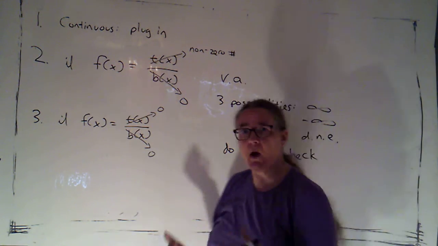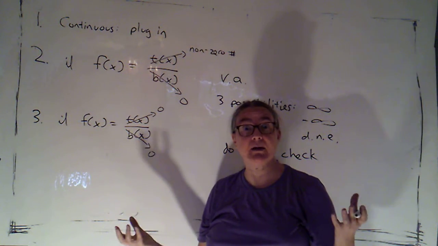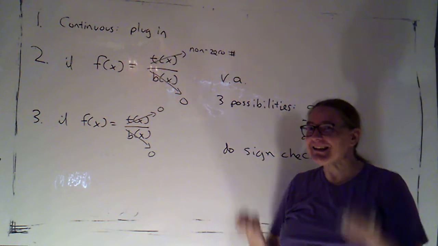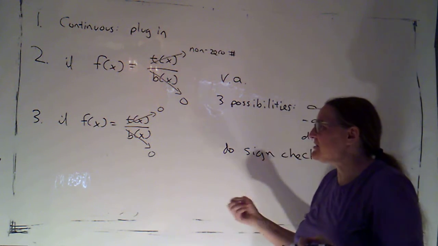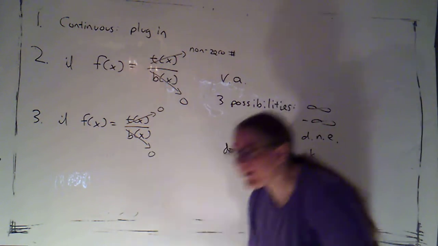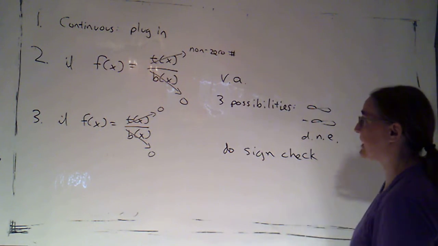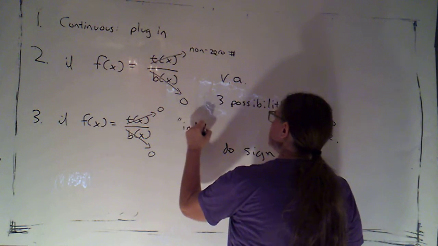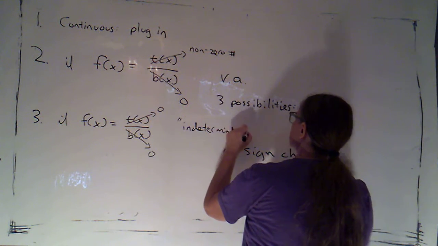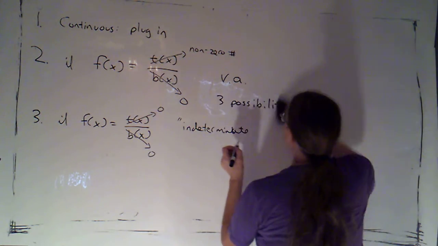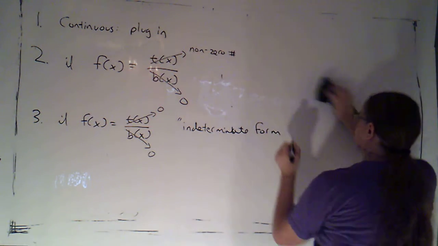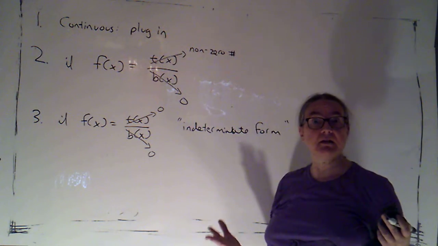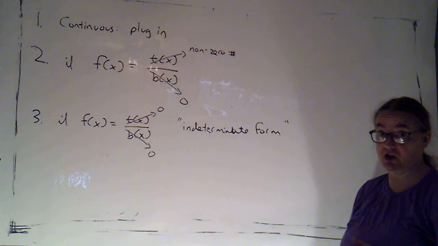Again, the bottom being small suggests that we should be getting something big, which is what we get when we have a vertical asymptote. But the top being small suggests that we should be getting something small. And so we want to sort of let the top and the bottom fight things out mathematically. Okay. This is what we call an indeterminate form. What that means is that knowing what the top and bottom are doing individually isn't enough for us to know what the function is doing.